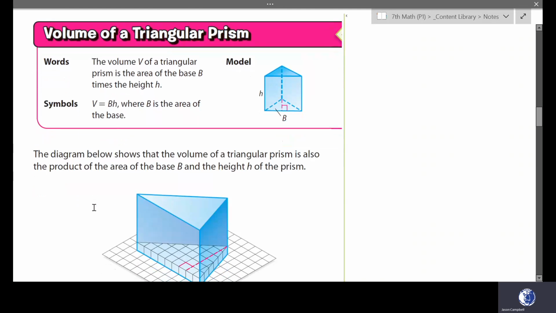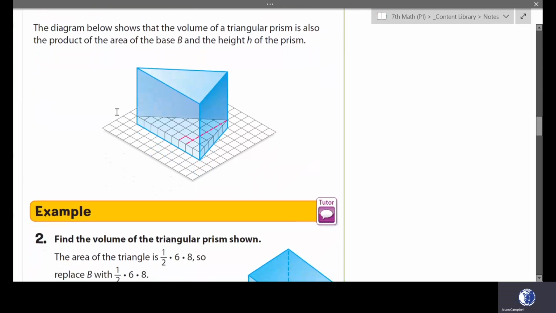Let's look at volume of a triangular prism. The volume V of a triangular prism is the area of the base, B, times the height, H. So base times height, it's the same formula as the rectangular prism. This diagram below shows that the volume of a triangular prism is also the product of the area of the base, B, and the height, H, of the prism.